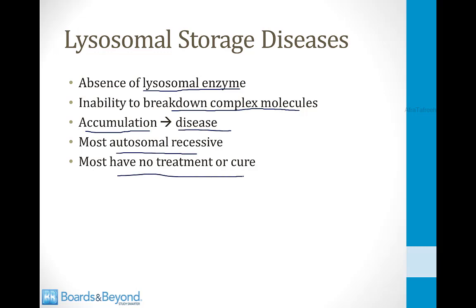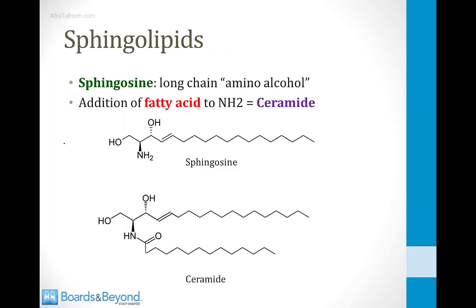What makes them so hard for step one is that the enzymes involved are usually very unusual. You're not going to be familiar with them, and you're going to have to learn the names of these unusual enzymes and the complex structures that they metabolize. Before we talk about specific lysosomal storage diseases, let's talk about some of the structures that accumulate in children born with these conditions. Most of the lysosomal storage diseases involve abnormal processing of sphingolipids.